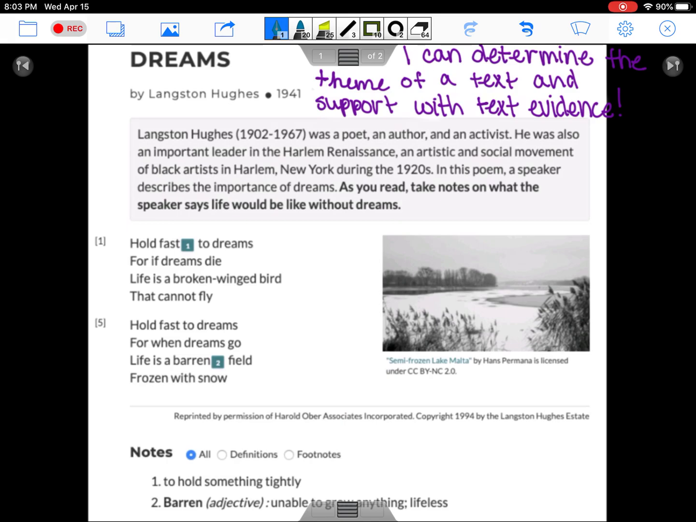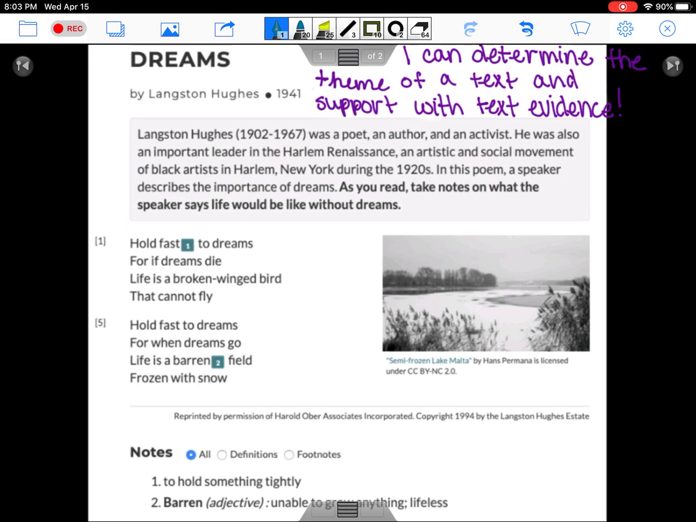So we are going to start right off with an example of determining the theme of a text and supporting it with evidence, and today I'm going to give you an example that's actually a poem. So that's kind of exciting, and we're going to see how determining the theme of the poem is going to be very similar to determining the theme of any fiction text. But we'll use a couple other things that we may not look at quite as closely, like figurative language and repetition for effect. This poem is called Dreams.